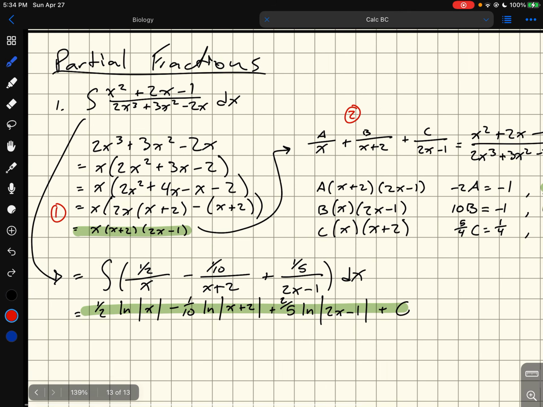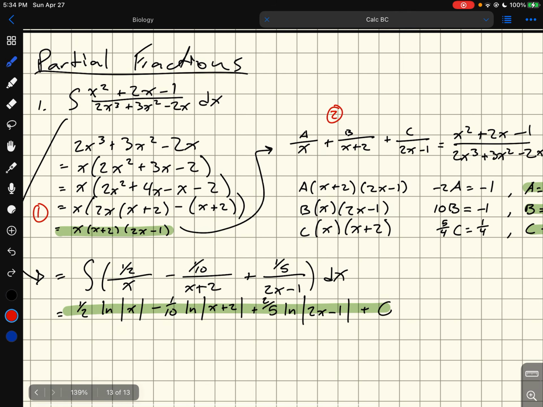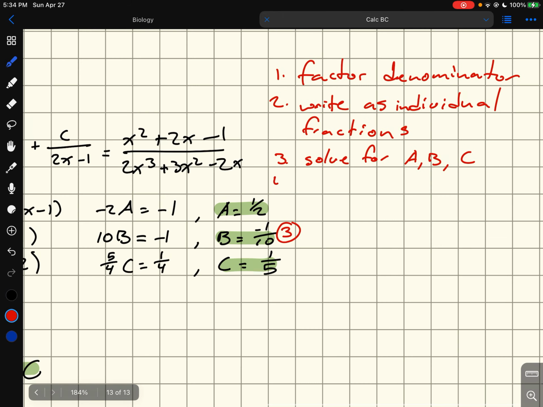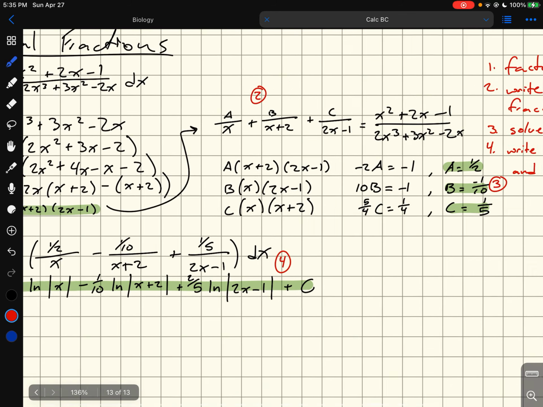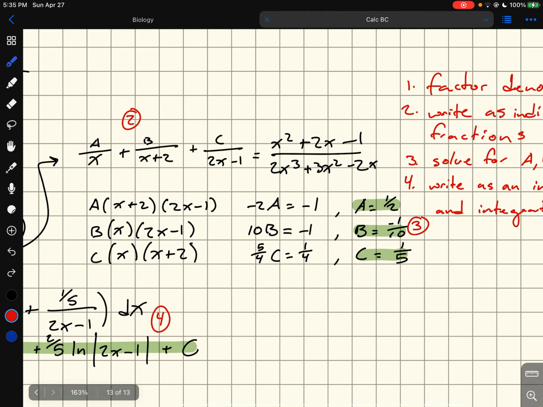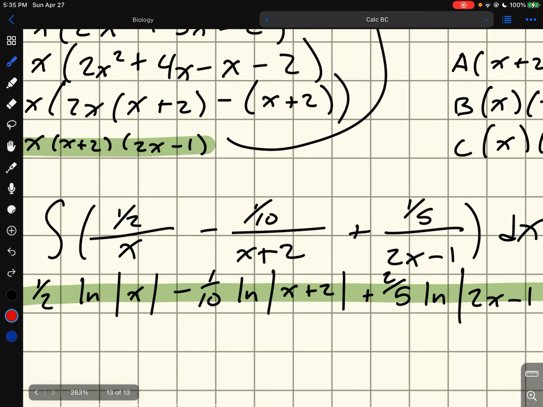And then step 4 would be to write as an integral and integrate. So once you find your a, b, and c, put them into their respective spots, and then integrate.